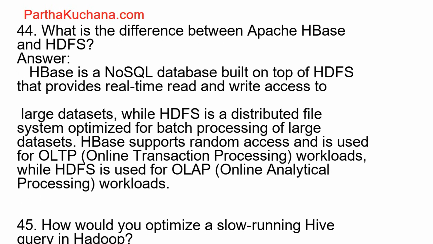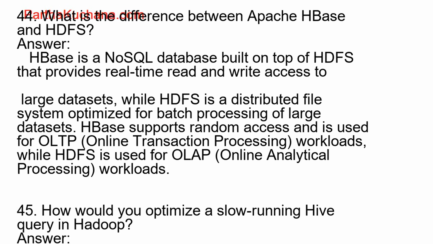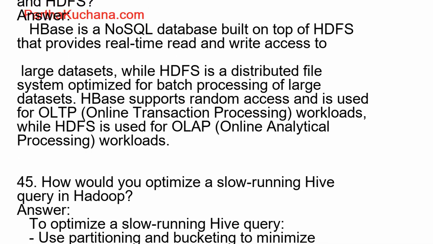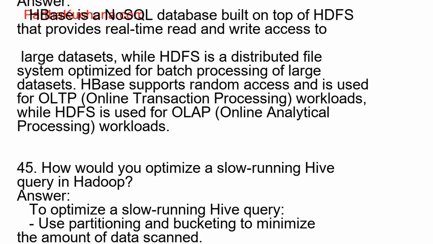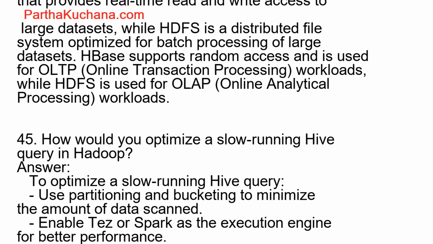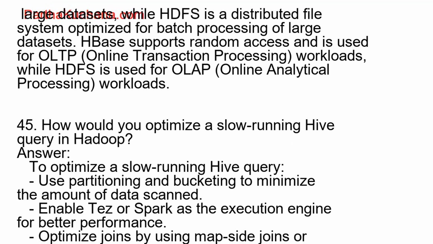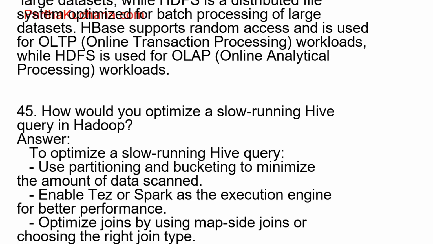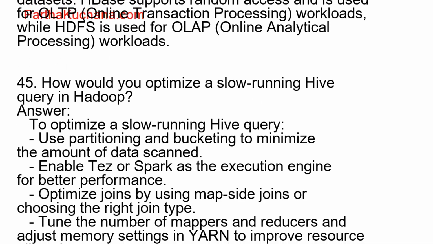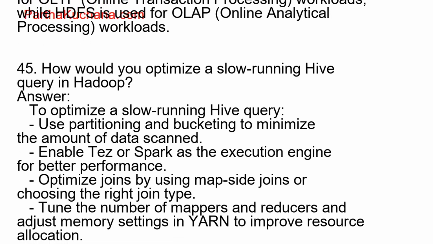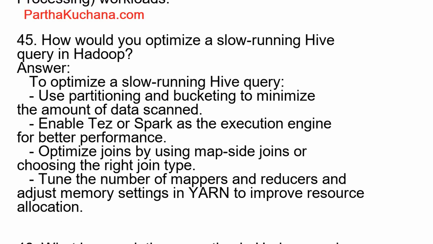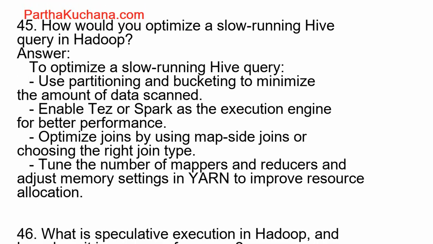47. How would you configure Hadoop to ensure efficient resource utilization in a YARN cluster? Answer. Efficient resource utilization in YARN involves tuning the memory and CPU settings for each container based on the workload. Using a scheduler like Capacity Scheduler or Fair Scheduler to allocate resources based on job priority and queue quotas. Setting up preemption policies to reclaim resources from low-priority jobs if needed. Monitoring resource usage with YARN's Resource Manager and Node Manager to identify bottlenecks.